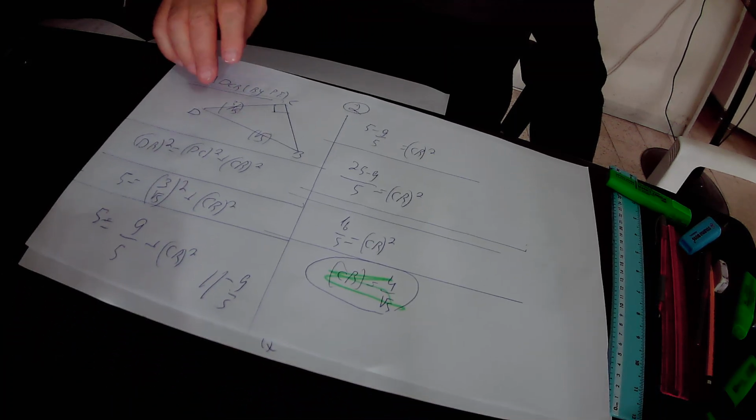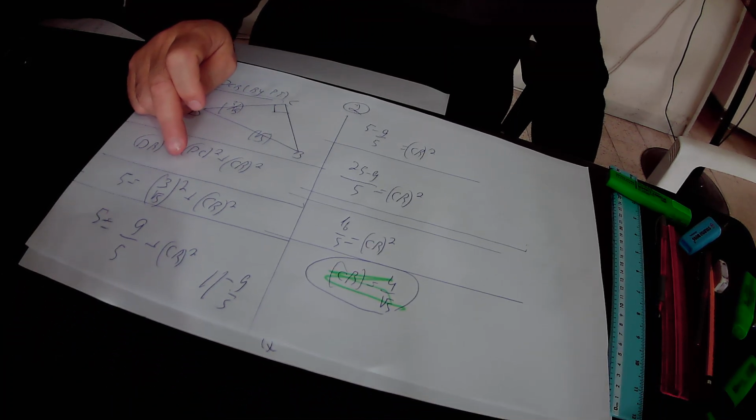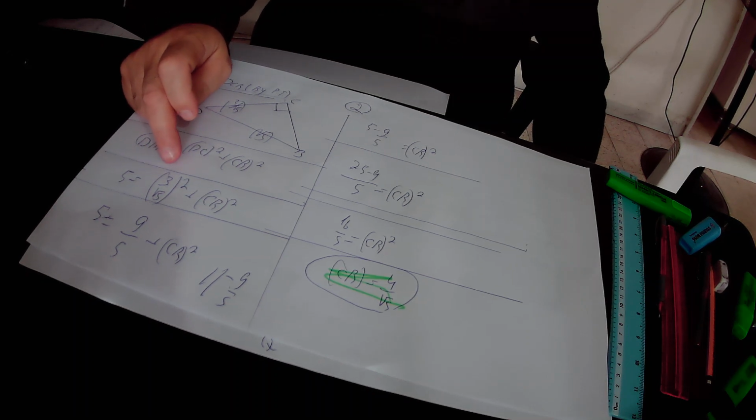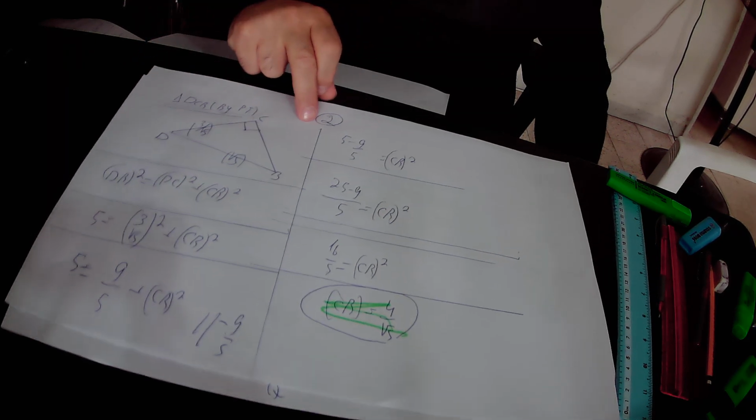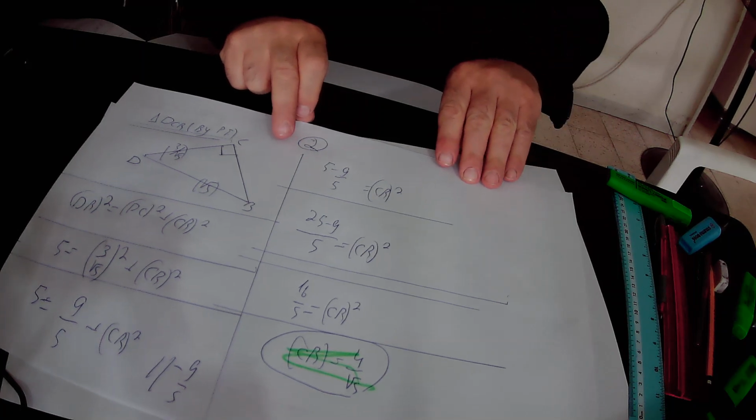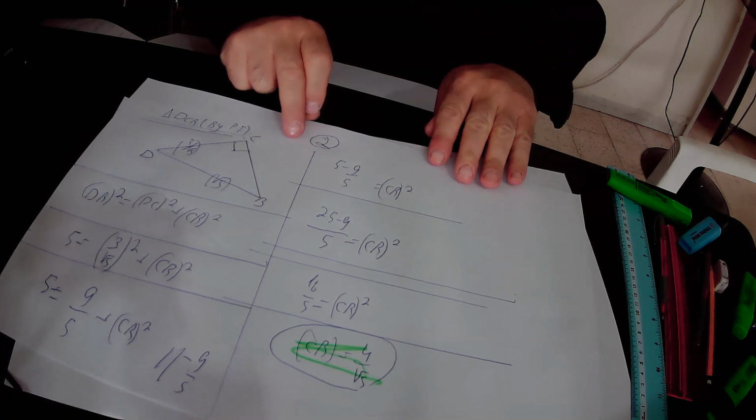So 5 equals (3 over square root of 5) square plus CB square. (3 over square root of 5) square equals 3 square, that is 9, over square root of 5 square, that is 5. So in total, this expression equals 9/5 plus CB square. Here, subtract 9/5 from this equation, and we find that 5 minus 9/5 equals CB square.